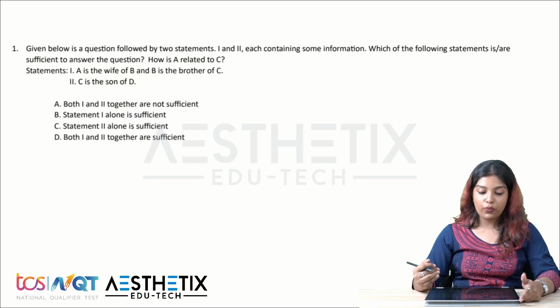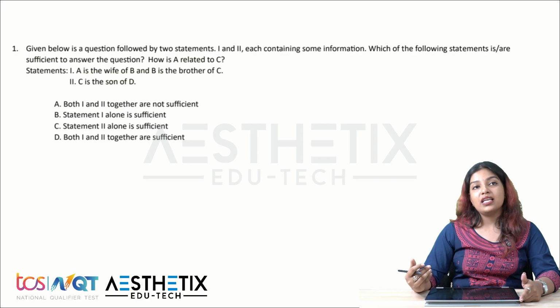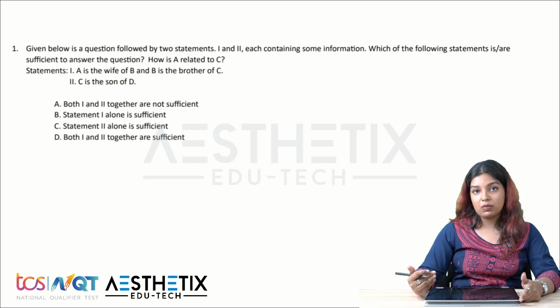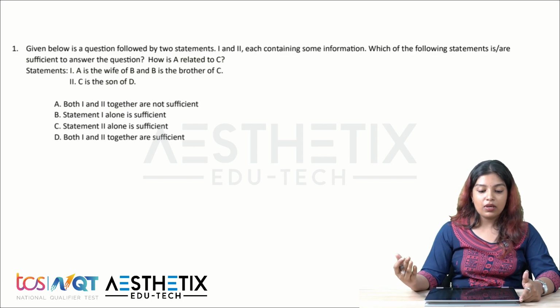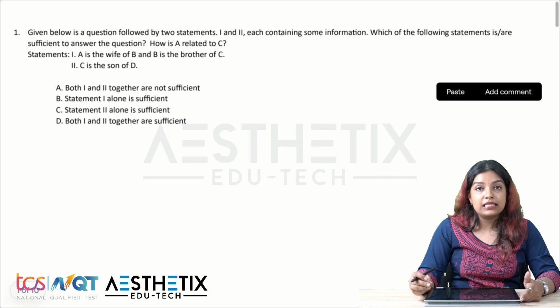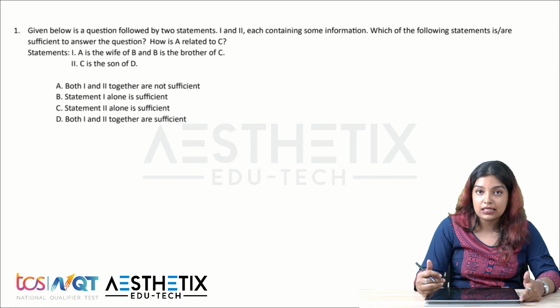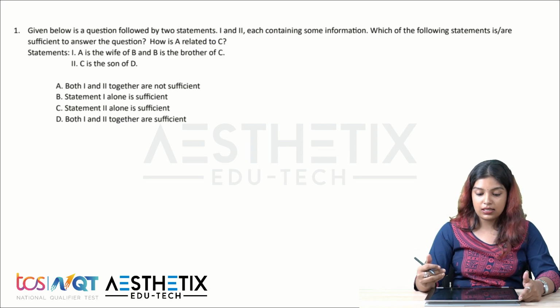The first option is both 1 and 2 together are sufficient. Statement 1 alone is sufficient. Statement 2 alone is sufficient. Both 1 and 2 are not sufficient. So here what we have to do is read the options given, and from the options go back to the statements and see which among the statements is sufficient to answer this question. For example, the question is how A is related to C. If we can answer that question using the first statement alone, the answer would be statement 1 alone is sufficient.